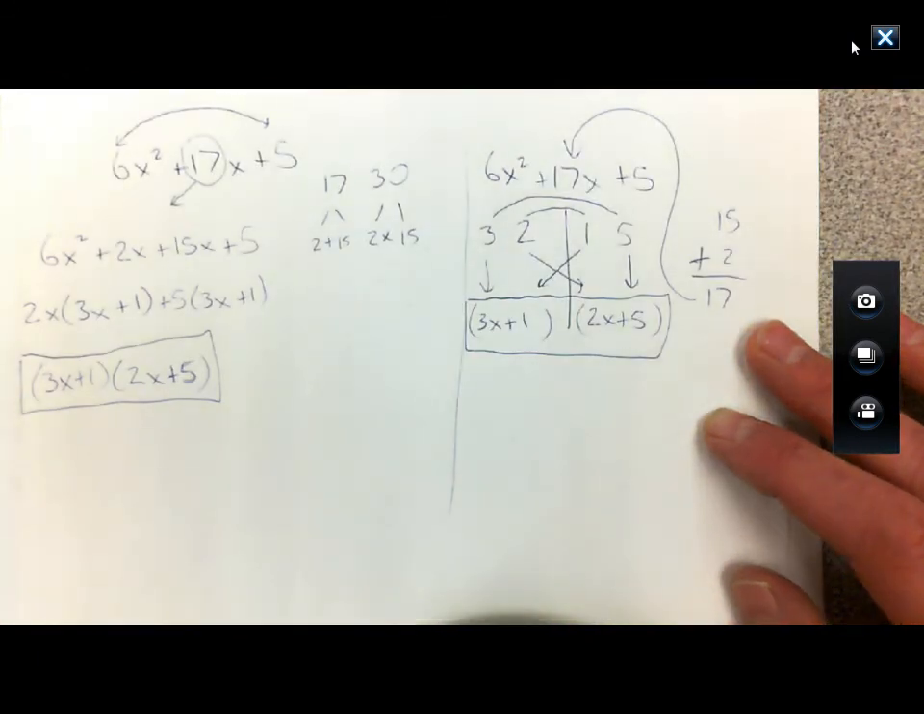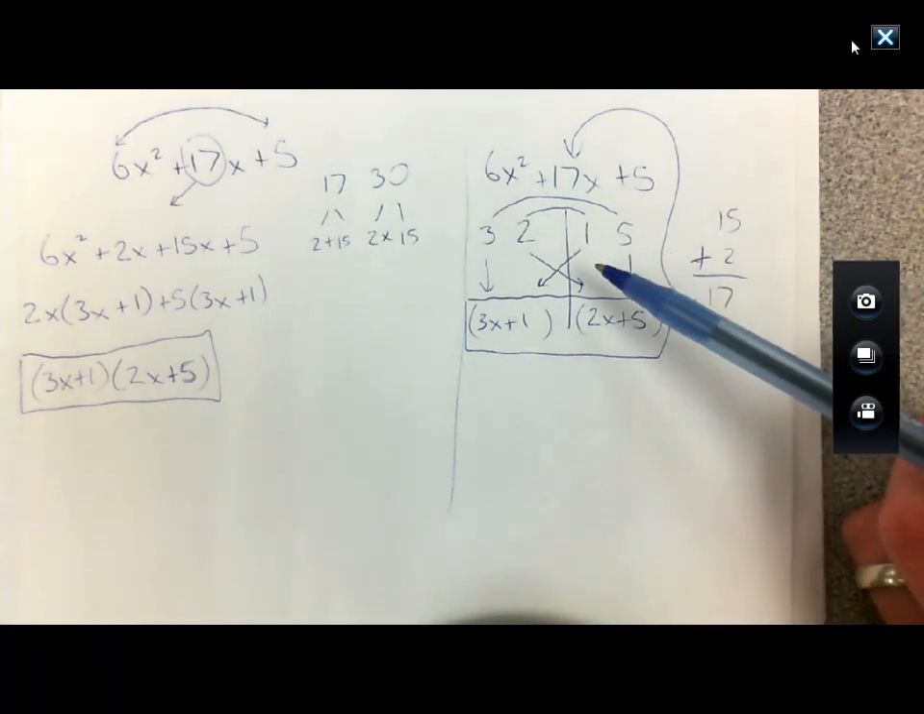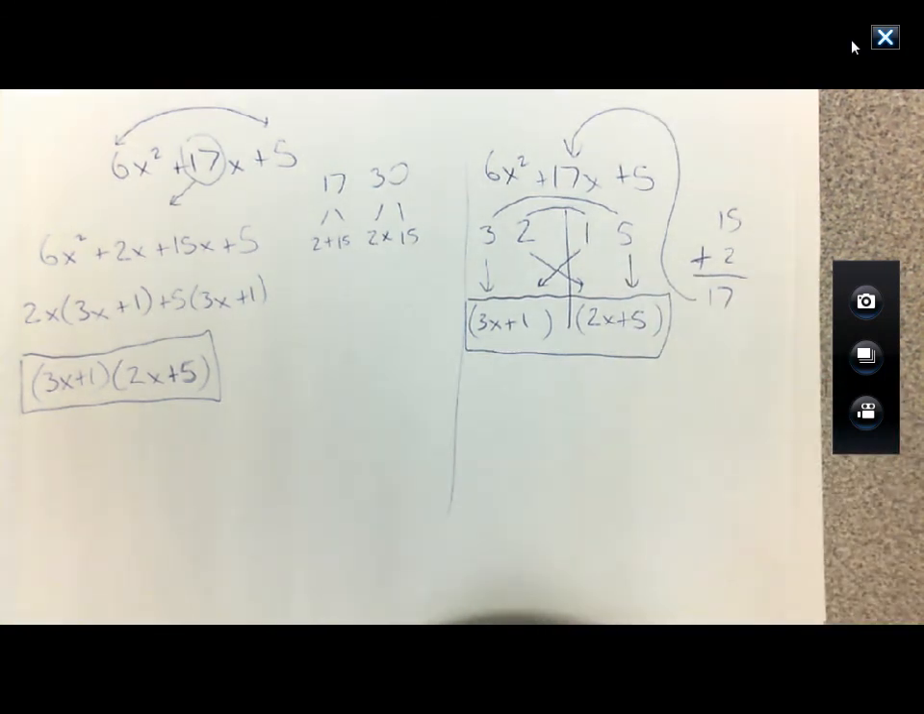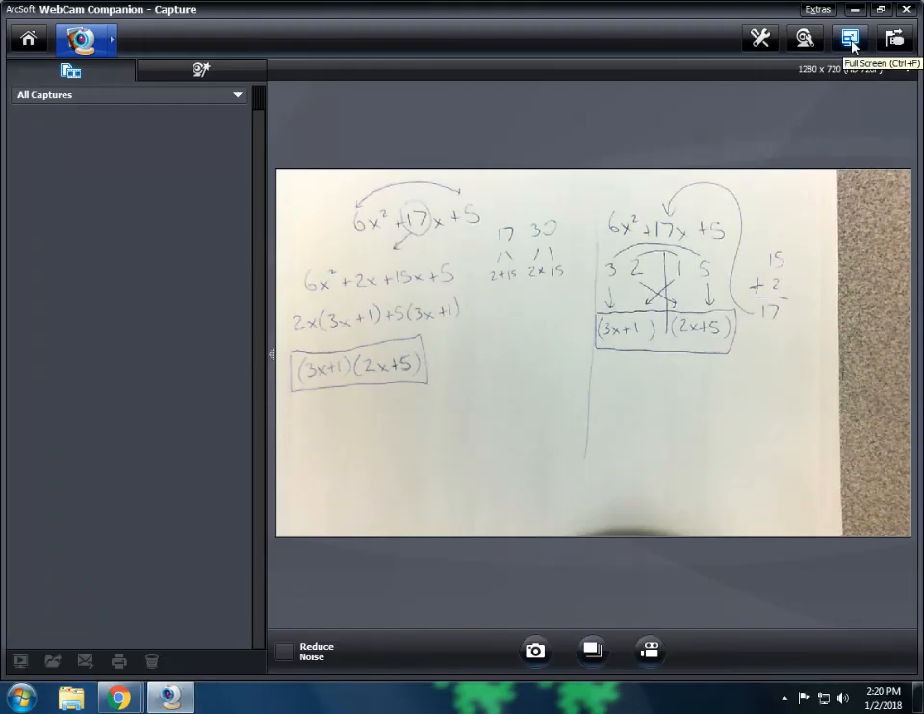You'll notice it's the exact same solution as our AC method. You decide which one you like better. If you're looking at this and going, I don't get that, don't use it. Use the AC method. If you have seen this method before and you prefer that one, use this method. It's completely up to you. And I'll show them both again in a different problem.